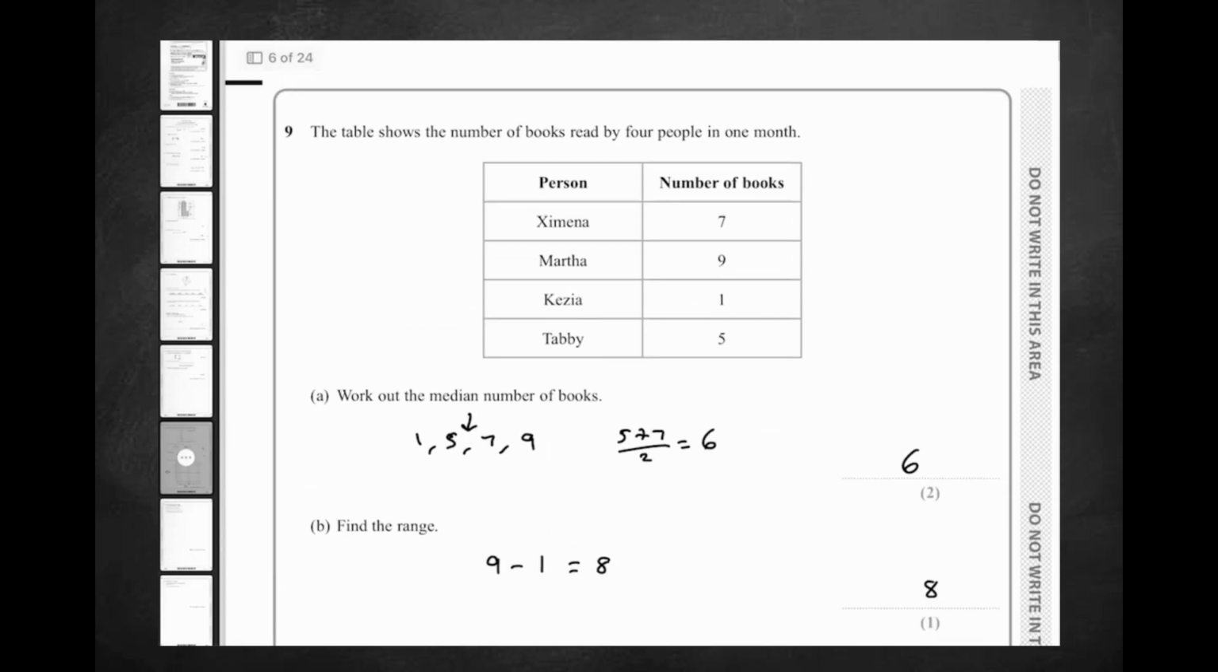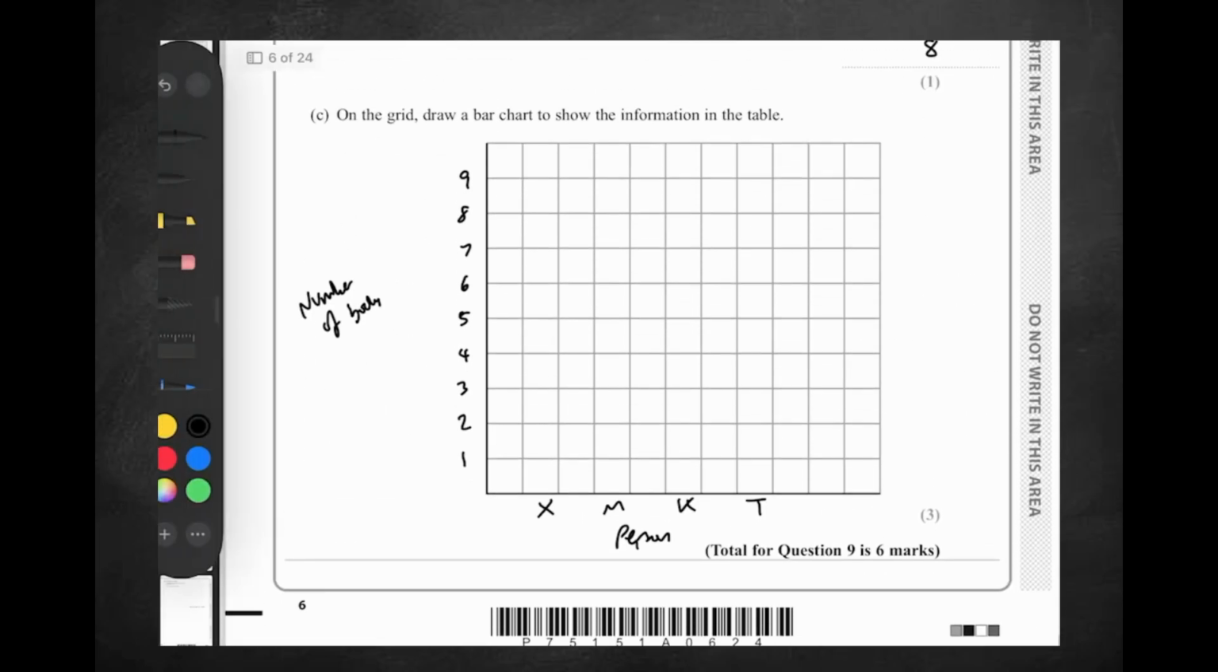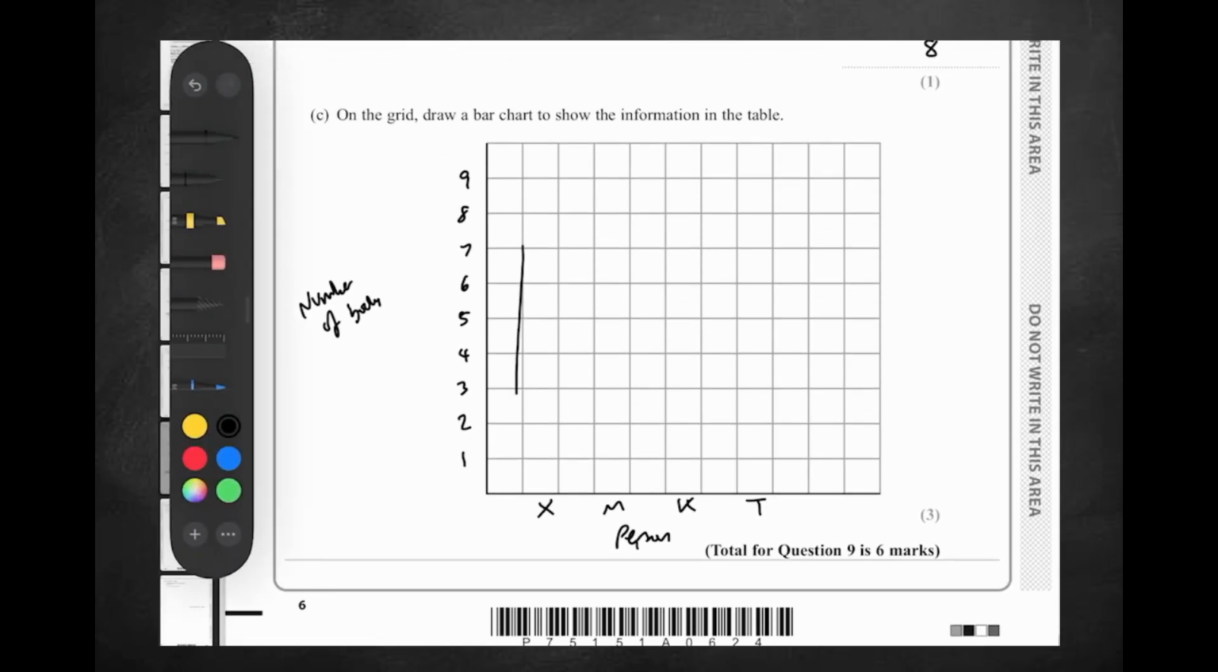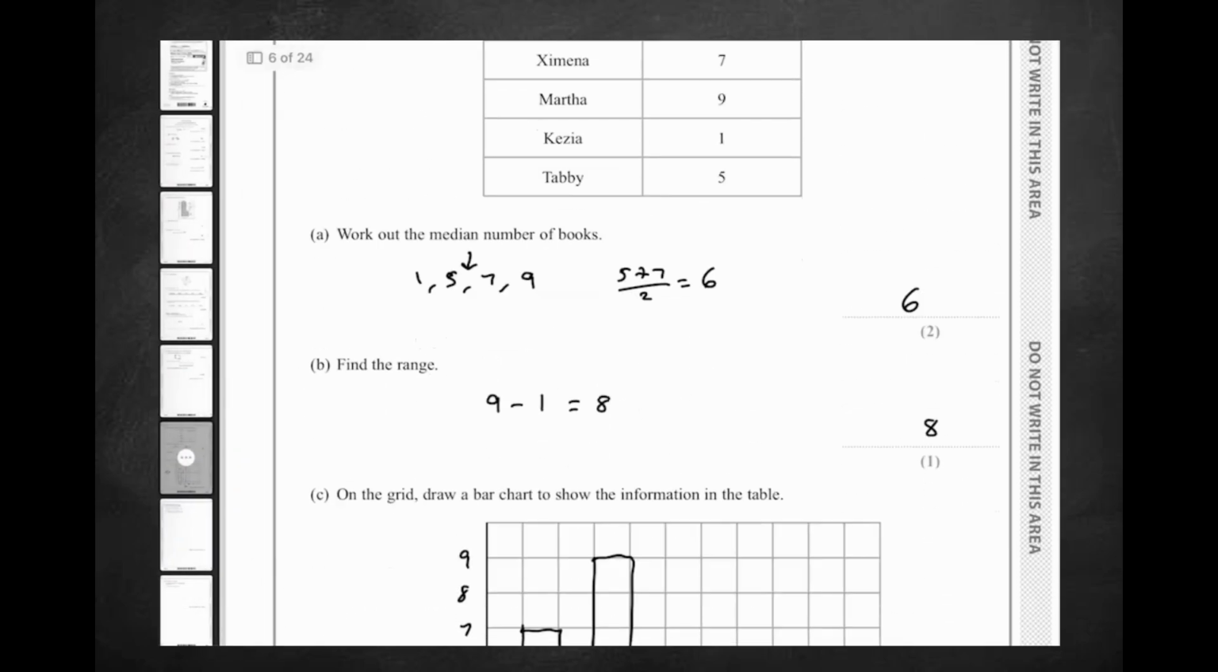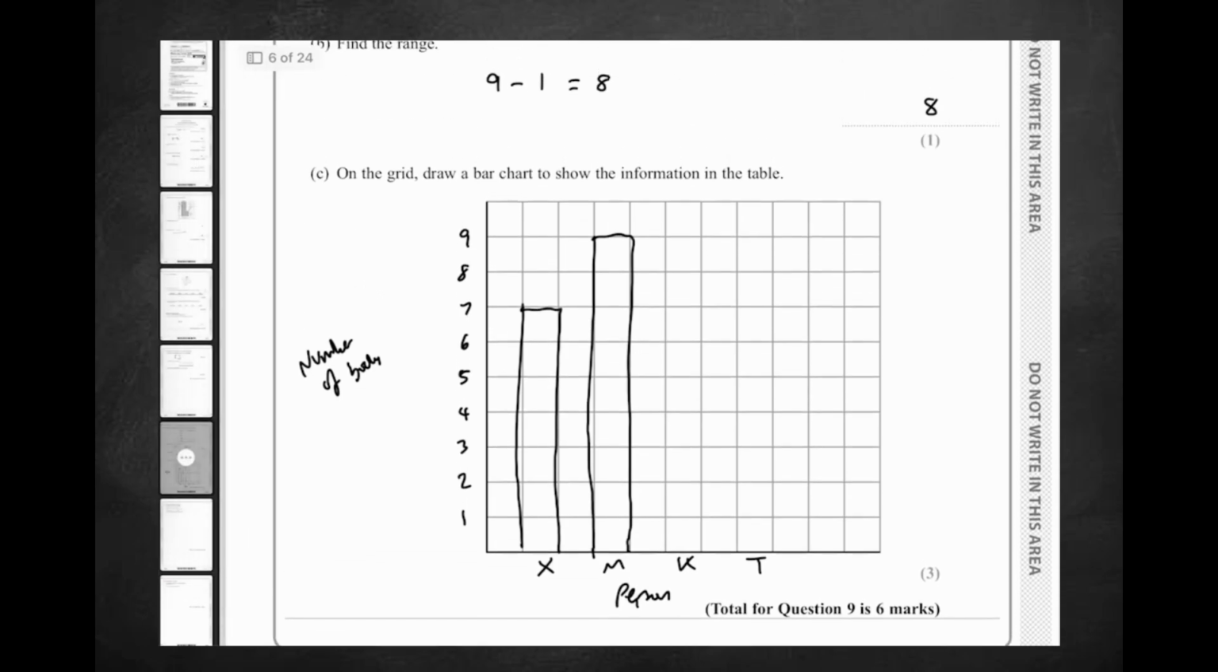Then you'll use a ruler in the exam to draw your bar chart, but I don't have a ruler here on this iPad, so I'm going to do my best freehand. So she goes up to 7. Oh, that's already a very wobbly line. Martha goes to 9. And then we have Kezia going to 1 and Tabby going to 5.